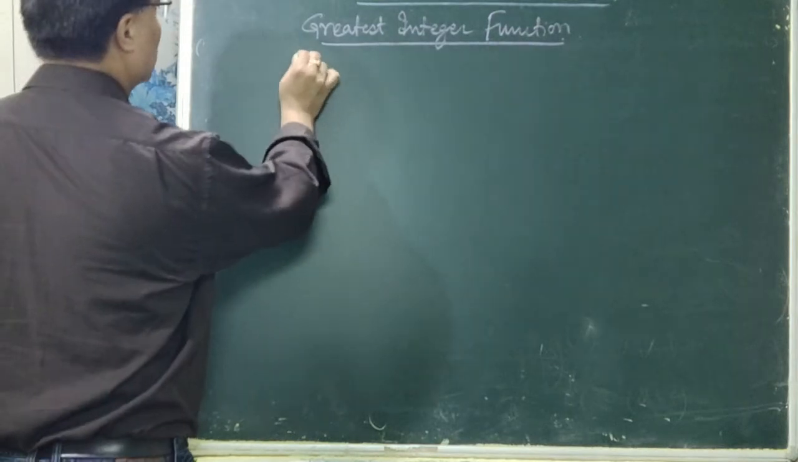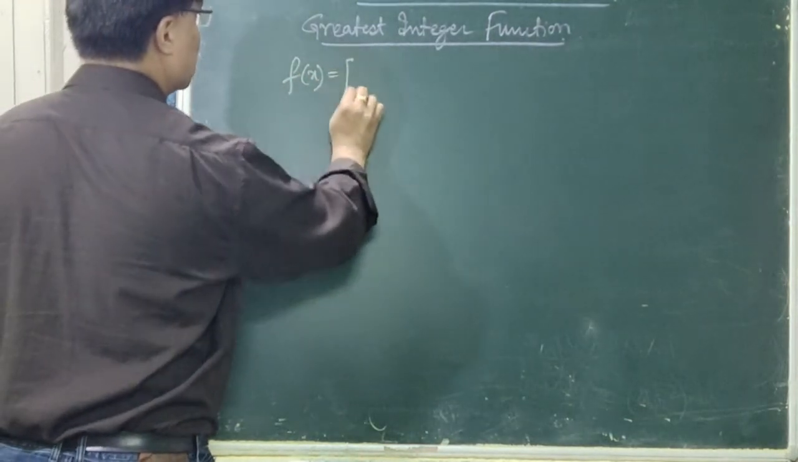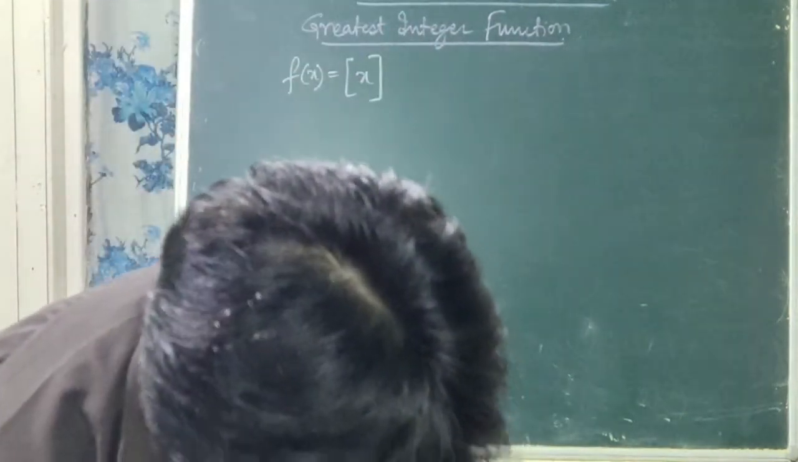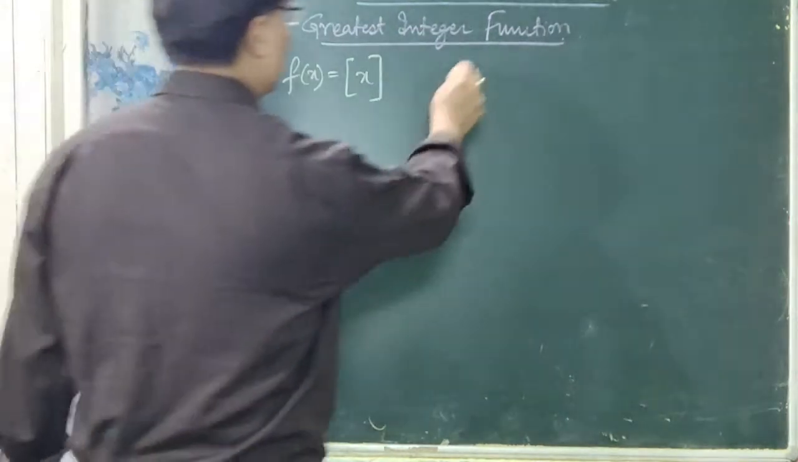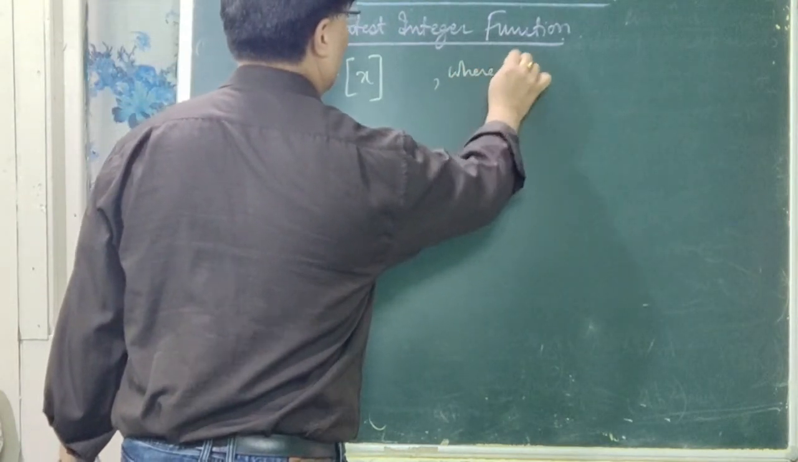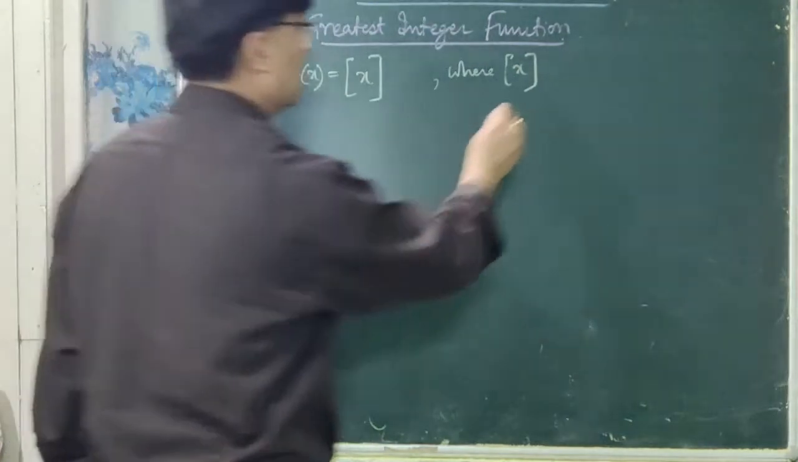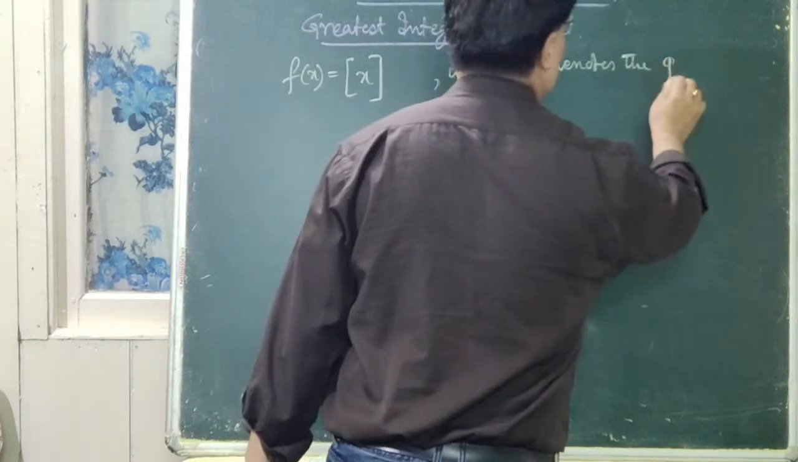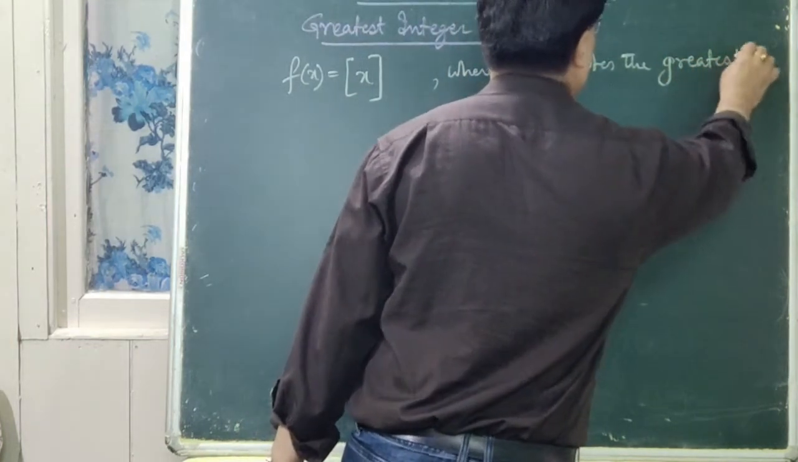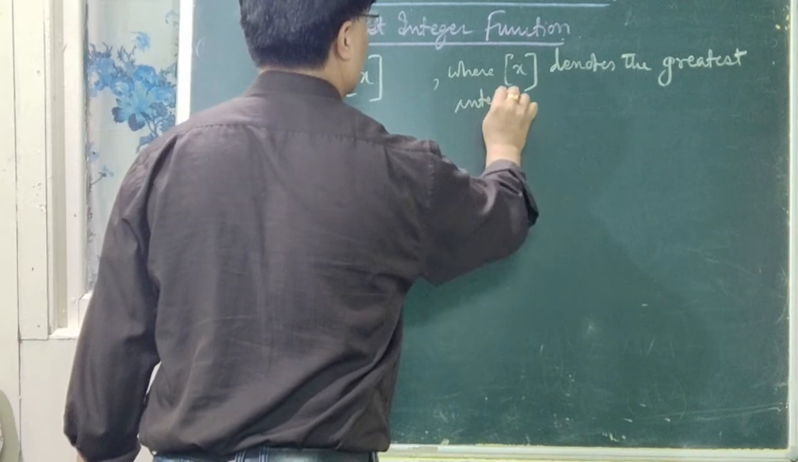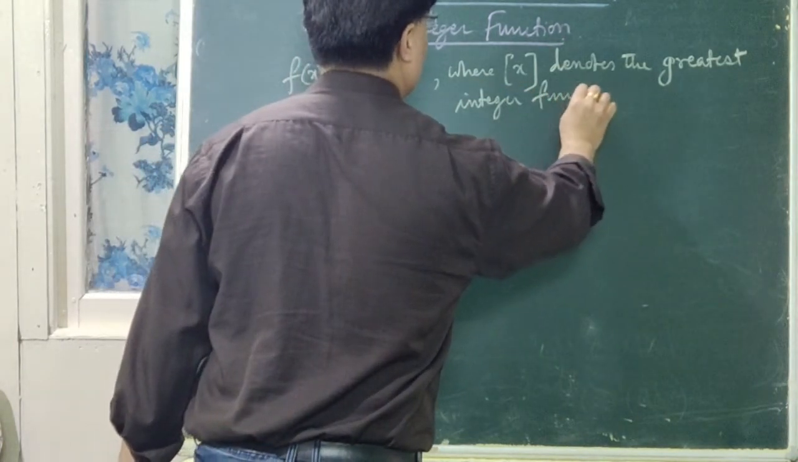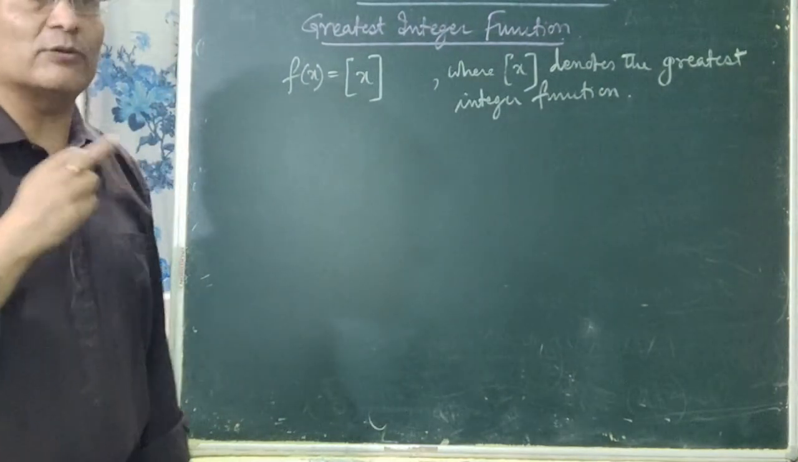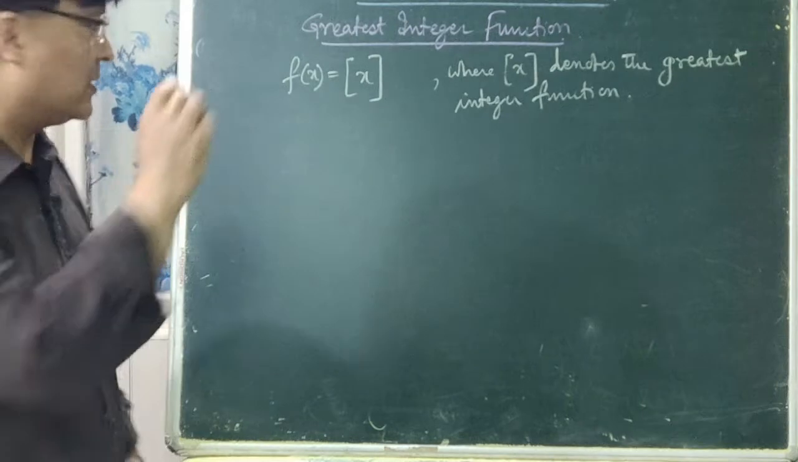So the greatest integer function is given by f of x is equal to [x], within third bracket x. Within third bracket x denotes the greatest integer function. So what is the meaning of within third bracket x denoting the greatest integer function? What is meant by it?